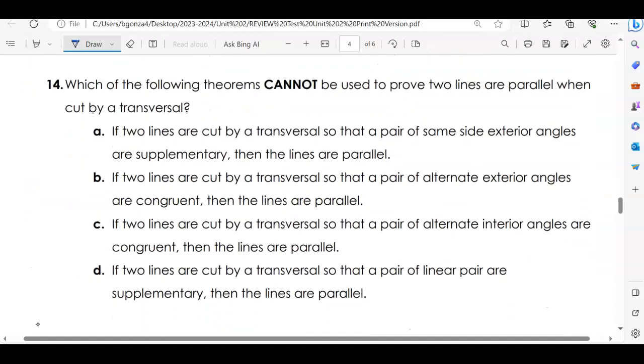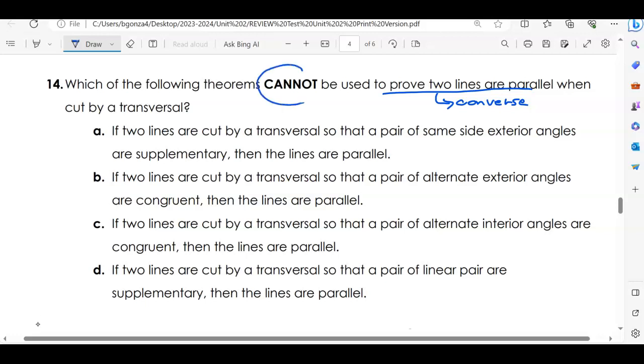All right, number 14. Which of the following cannot be used to prove two lines are parallel when cut by a transversal? Now these are to prove two lines are parallel. You've got to use your converse notes. And for converse, there's only 5 things you can use: alternate interior, alternate exterior, corresponding, same side interior, same side exterior. So let's see if A is right. Again, we're trying to figure out which one cannot be true.